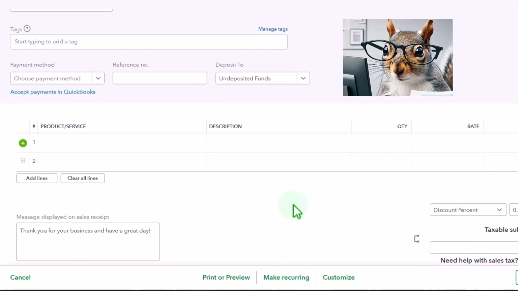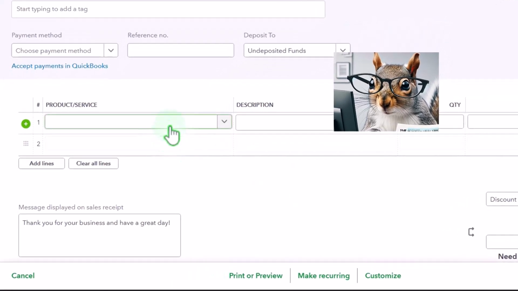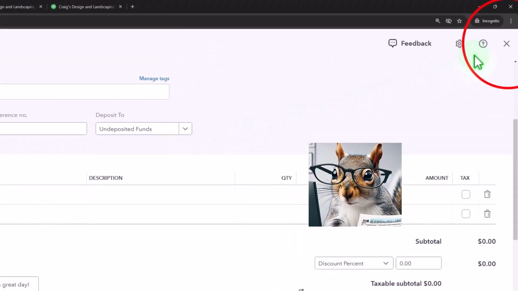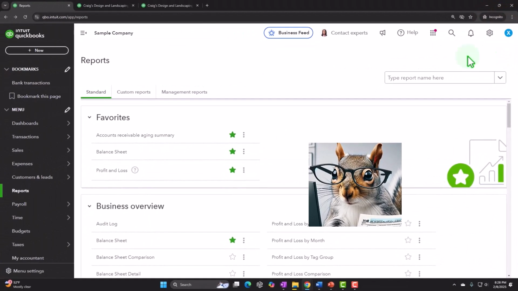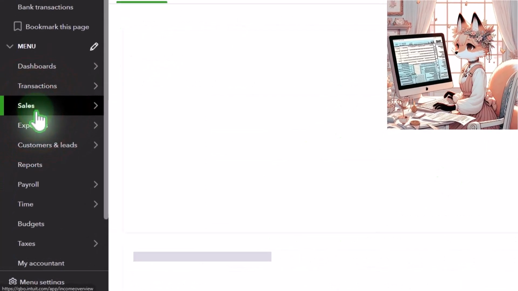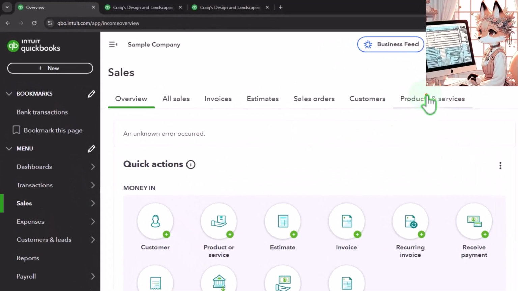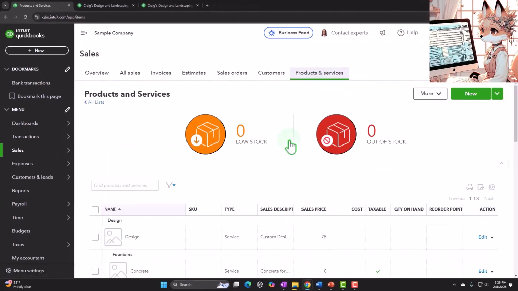So you want them to be able to populate things. That means that you want to have the items set up so it's easy for them to populate that. And the items, if I close this out, are over here in the sales tab, and then they're in the products and services where we set up the items.